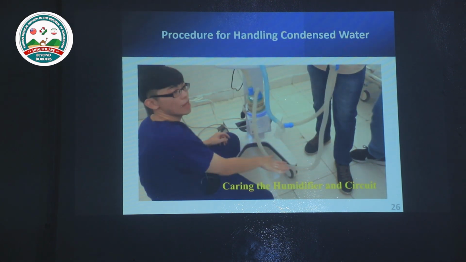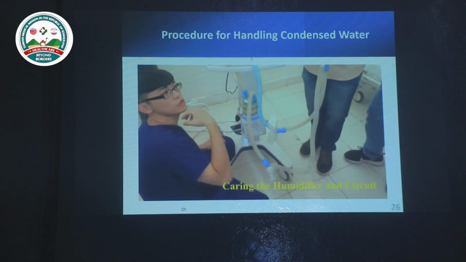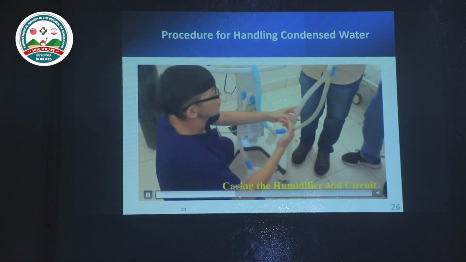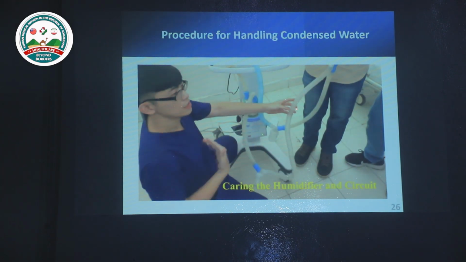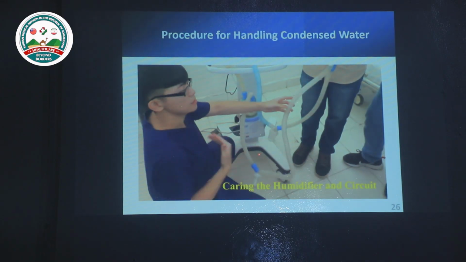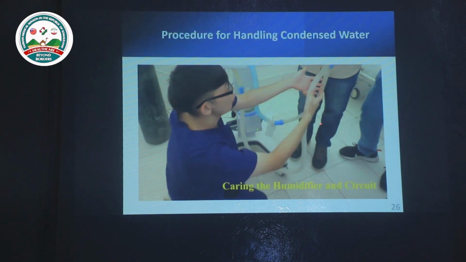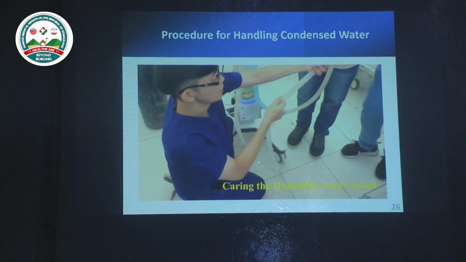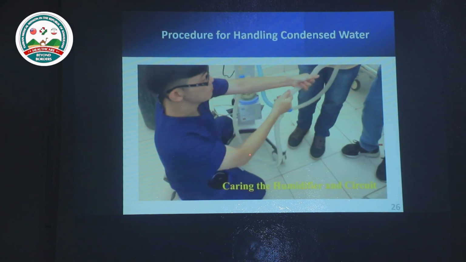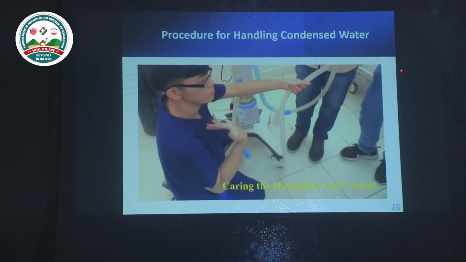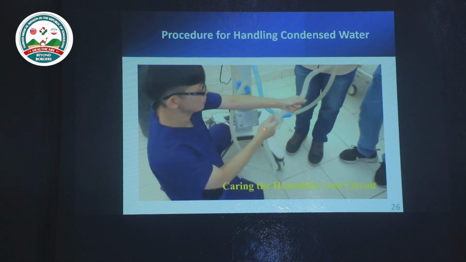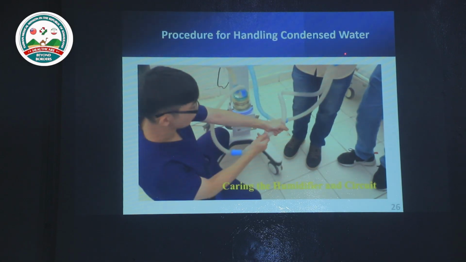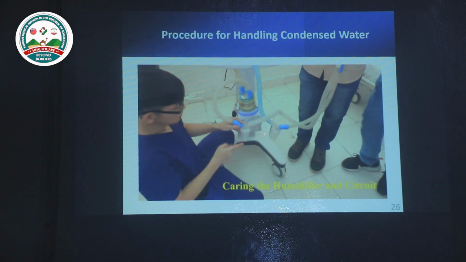And the second thing is that when we would like to clean the condensed water inside the ventilator circuit, the first step is that one hand holds the ventilator circuit, and the other hand pulls this circuit to let all of the condensed water go inside this water trap. Okay, so the direction is from the patient to the ventilator. So when we clean the ventilator circuit, just let the condensed water go inside this water trap.